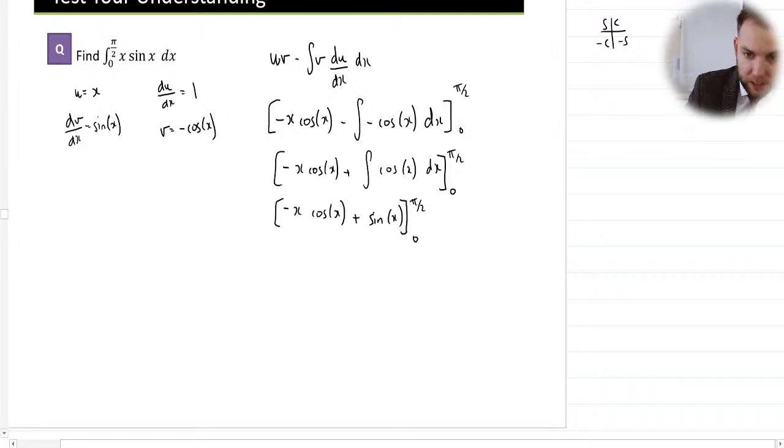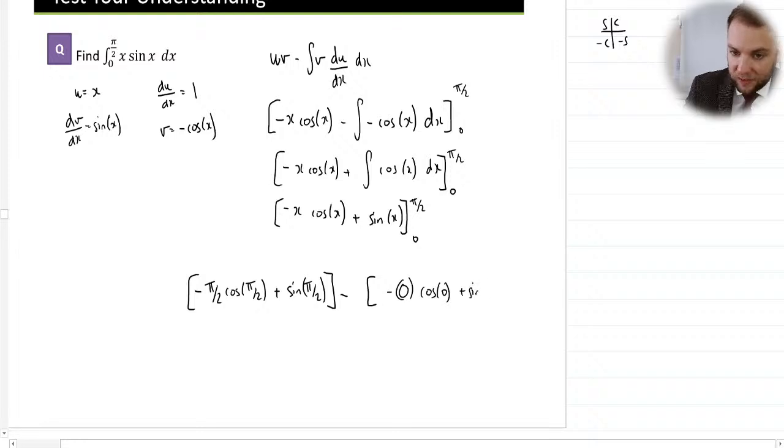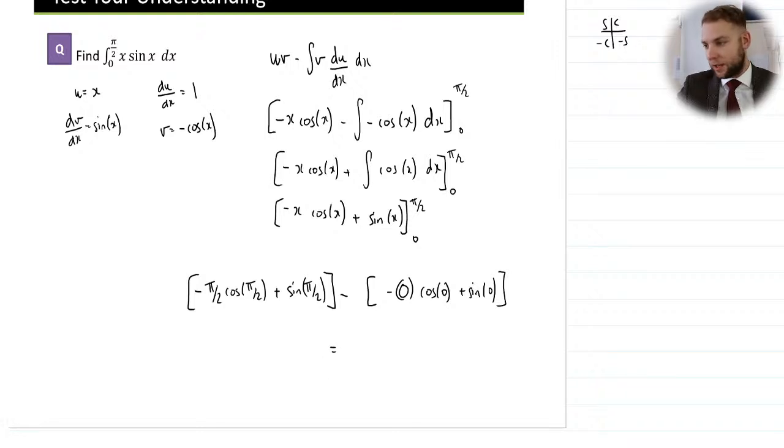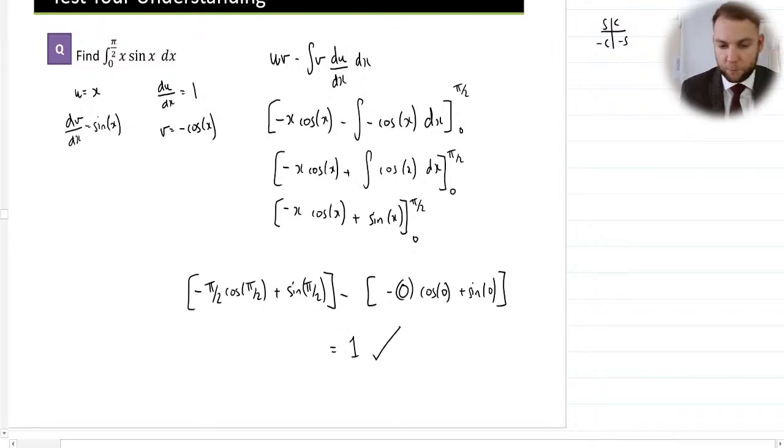So it's going to be minus pi over 2 cos of pi over 2 plus sine of pi over 2, minus 0 times cos of 0 plus sine of 0. There, like so. Type all that into a calculator. If I type all of that into my calculator, I end up with 1. Brilliant. Super.